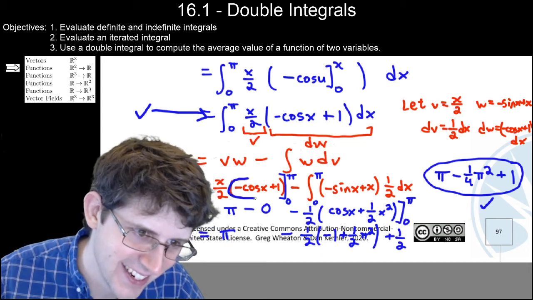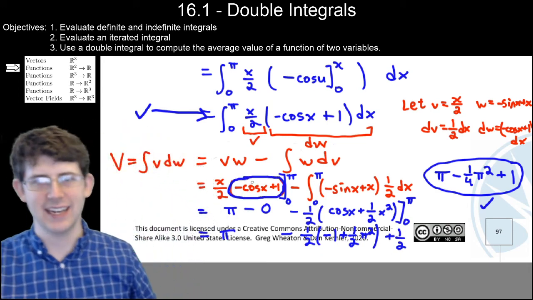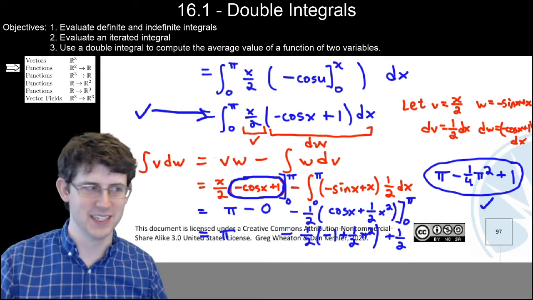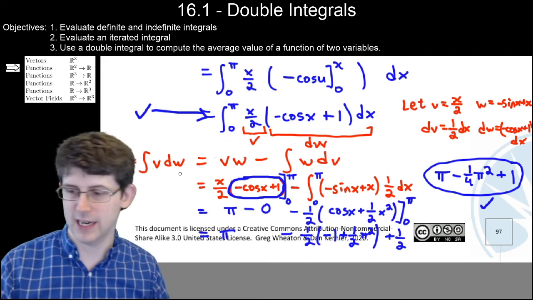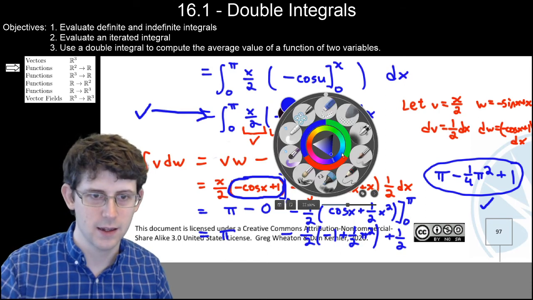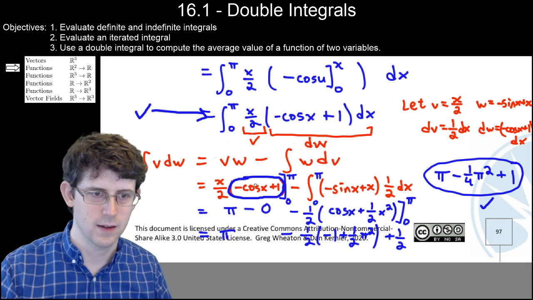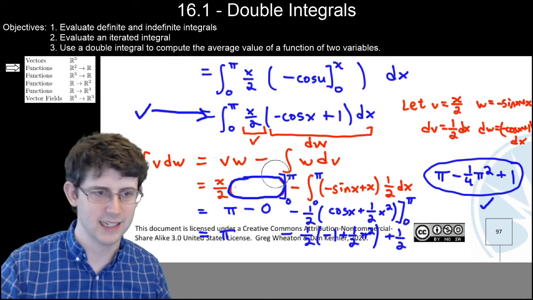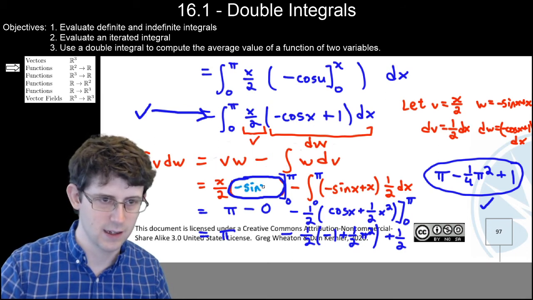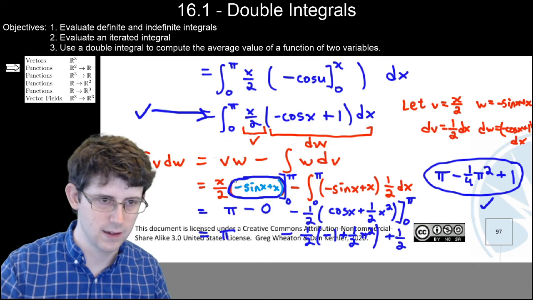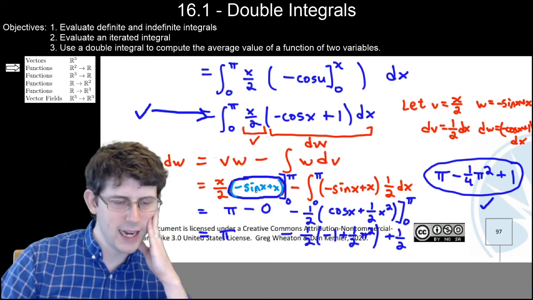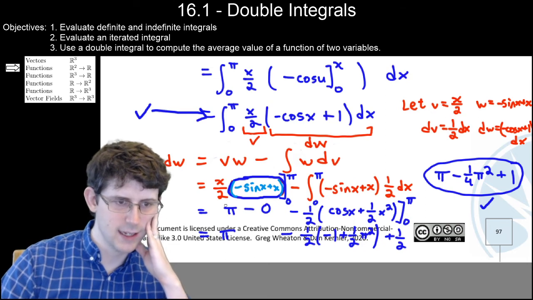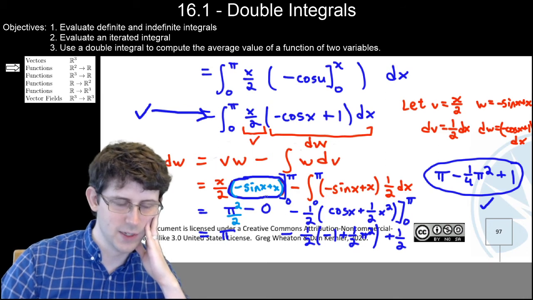No. It's supposed to be VW, and I put in V and then whatever this is, which is not W. So let's get a better color here and fix this. W is minus sine x plus x. So when you plug in pi, you get pi over 2 times pi. So that's pi squared over 2. And when you plug in 0, you get a whole bunch of zeros. Okay, so now I just have a pi squared over 2 here.